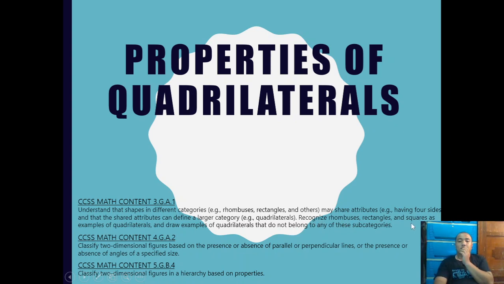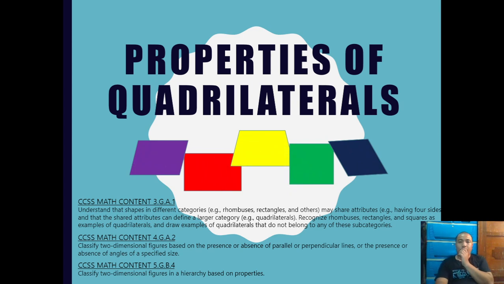Recognize rhombuses, rectangles, and squares as examples of quadrilaterals, and draw examples of quadrilaterals that do not belong to any of these subcategories. Also, we'll learn how to classify two-dimensional figures based on the presence or absence of parallel or perpendicular lines, or the presence or absence of angles of specified size. Classify two-dimensional figures in a hierarchy based on properties.